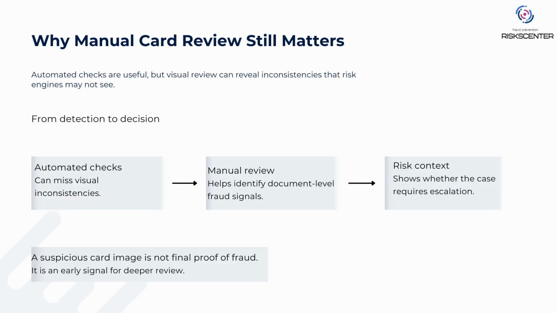Automated checks are useful, but they may miss visual inconsistencies in card images. Look at the logic on this slide. Automated checks detect part of the risk, manual review catches document-level signals, and risk context shows whether escalation is needed. A suspicious card image is not final proof of fraud. It is an early signal for deeper review.